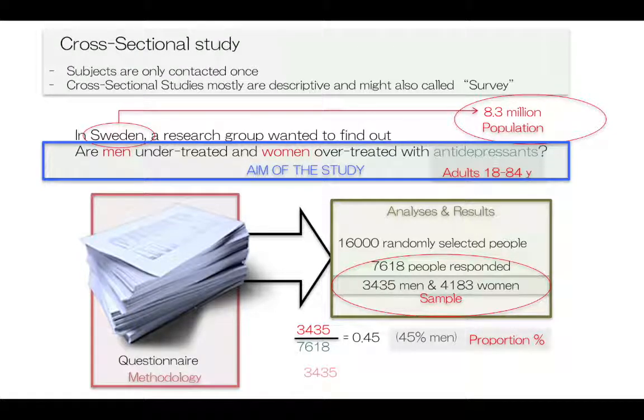But if we divide the number of men, 3,435, by the number of women, 4,183, we are reporting the male to female ratio, in this case 0.82, which by the way is not a percentage. This value can be compared with the male to female ratio in the population of interest, which in this case is 0.85. To give us a crude idea about the representativeness of the sample, we can compare these two ratios.